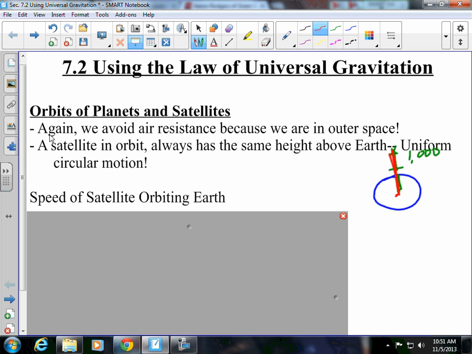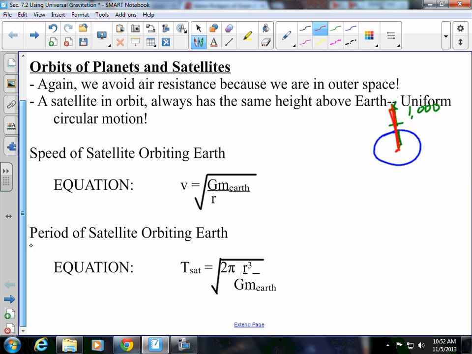So the speed: how fast is something orbiting Earth or another object? When we do that, we have v is equal to the square root of capital G times the mass of Earth divided by the radius. The period: how long is it going to take to revolve around Earth or another object? The period of the satellite is equal to the square root of 2 pi times r cubed divided by capital G times the mass of the Earth. And remember, the mass of the Earth is a given, but it's 5.98 times 10 to the 24th kilograms.